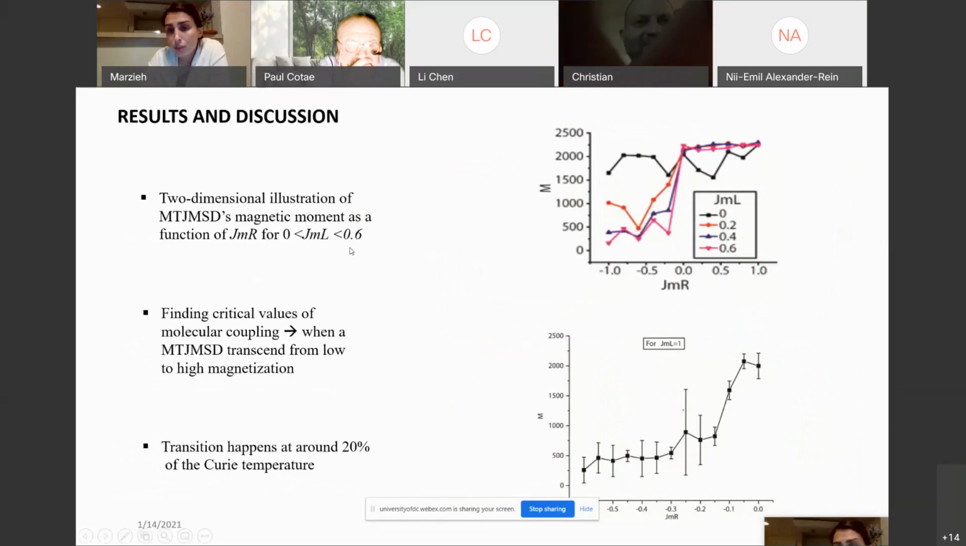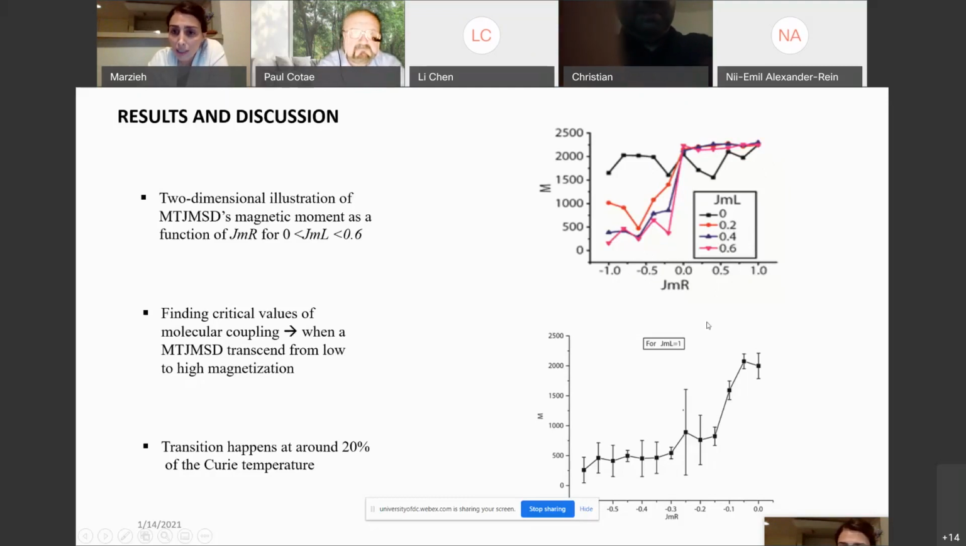In order to find the precise transition point from low to high, or reversely from high to low, we have illustrated the magnetic moment versus JMR in 2 dimensions, and we have drawn that for different JML values. Again, we see that when JML is 0 and there is no coupling on the left electrode, the total device magnetization is kind of independent, and no transition can be expected here. But when we increase the molecular coupling on the left electrode with respect to JMR, we have a transition from low to high somewhere between 0.1 and 0.